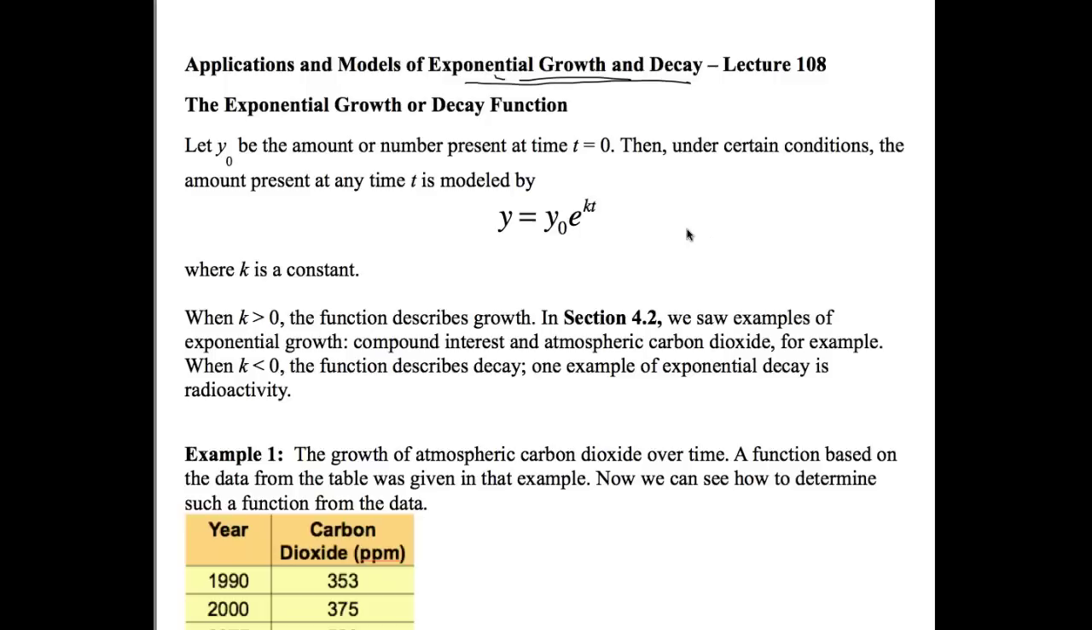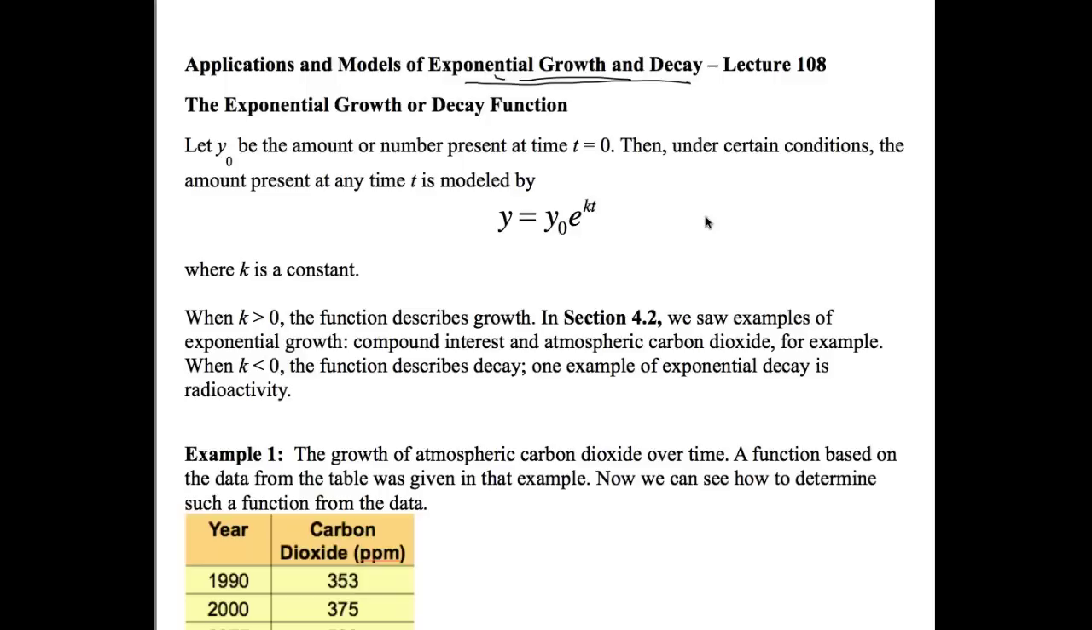So this has to do with lots of different kinds of situations: in ecology for populations, in biology, in economics, the growth of finances and also of national economies, and things like this. Also in the social sciences, there are a lot of applications for the growth and decay of situations which will be based on exponential growth and decay.